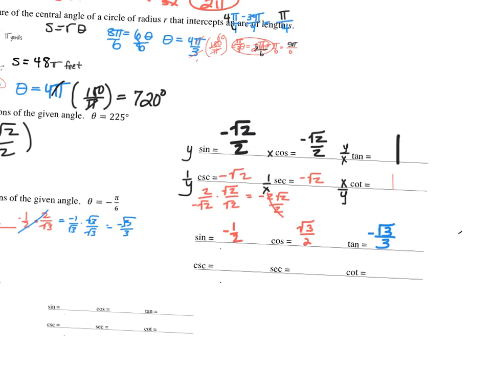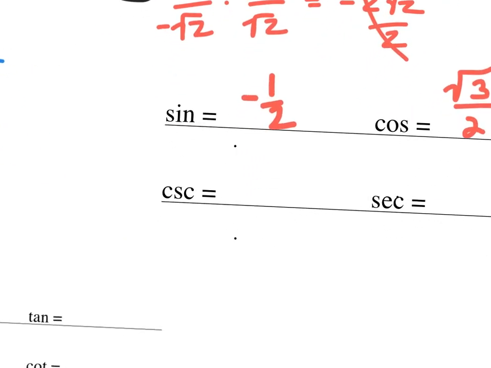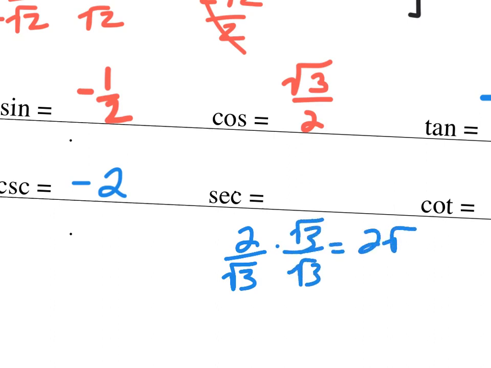So now you can look at these. Now you can take your 3 reciprocal functions and just work off of what you have. If I have negative 1/2, what am I really doing with negative 1/2? Flipping it. So this becomes negative 2, or negative 2 over 1. For my secant, if I flip it, what does it look like? 2 over root 3. Can I have root 3? No. So I'm going to rationalize, and this is going to give me 2 root 3 over 3. There you go.